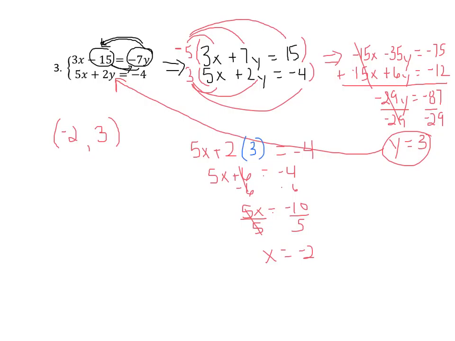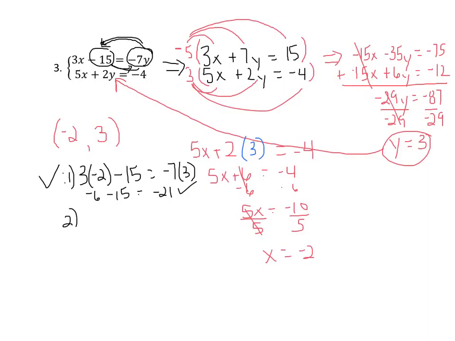Now, do a check just to make sure. Let's take the top equation, 3 times your x value, negative 2, minus 15, and that should equal negative 7 times your y value, which is 3. Let's see if it does. 3 times negative 2 is negative 6, minus 15 equals negative 21. Does it? Yes, it does, so that checks. Okay, that was equation 1.